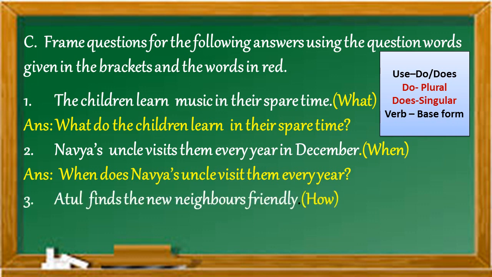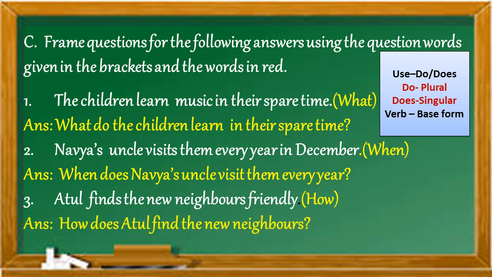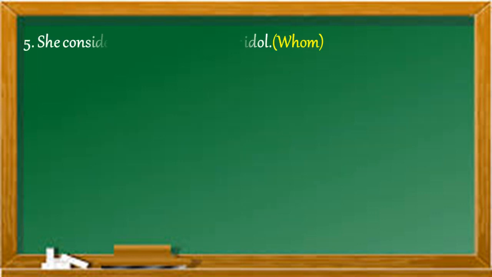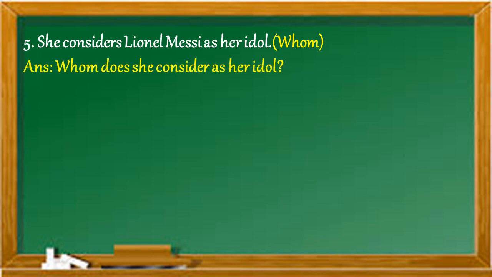Atul finds the new neighbors friendly. Answer, how does Atul find the new neighbors? Fifth question, she considers Lionel Messi as her idol. Answer. Whom does she consider as her idol? Remember children, each sentence must end with question mark.